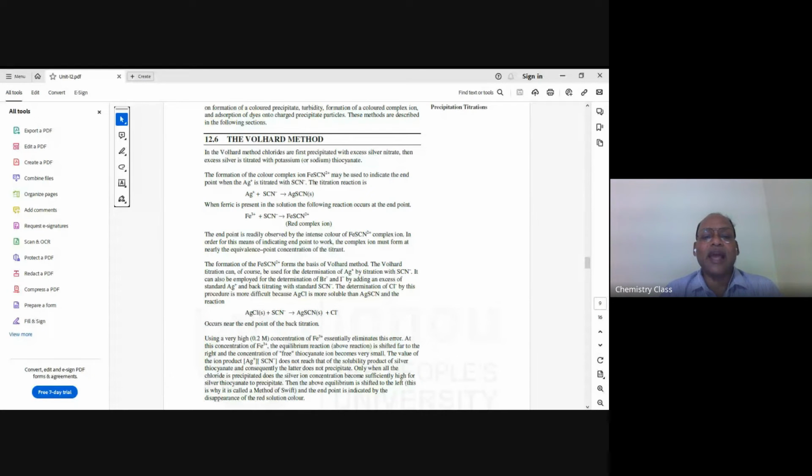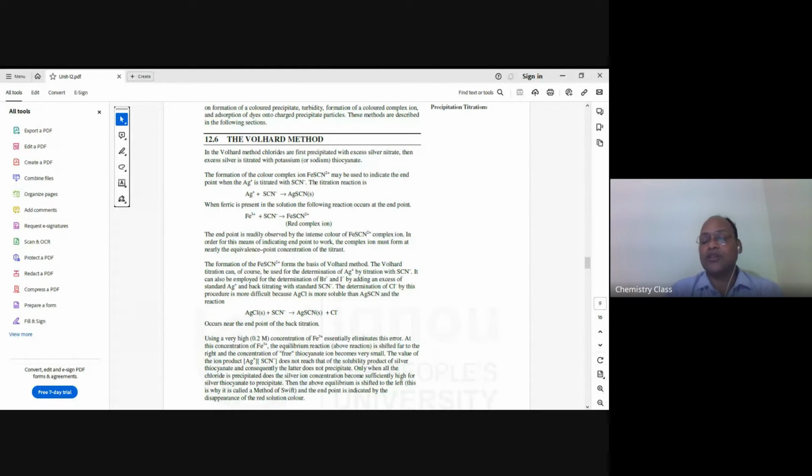The Volhard titration can of course be used for the determination of Ag+ by titration with SCN-. That means if you want to determine silver ion, silver nitrate will be titrated against potassium thiocyanate. It can also be employed for the determination of Br- and I- by adding an excess of standard Ag+ and back titrating with SCN-. The determination of Cl- by this process is more difficult because AgCl is more soluble than AgSCN.